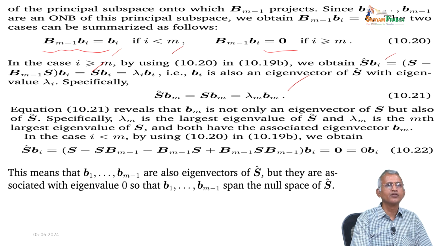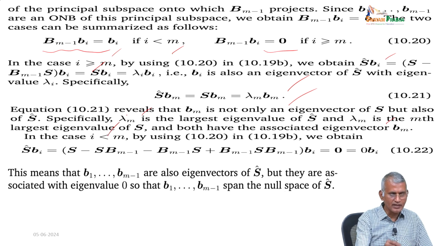So, equation 21 reveals that Bm is not only an eigenvector of S, but also of S bar, and specifically lambda m is the largest eigenvalue of S bar and lambda m is the mth largest eigenvalue of S, and both are associated with the eigenvector Bm.